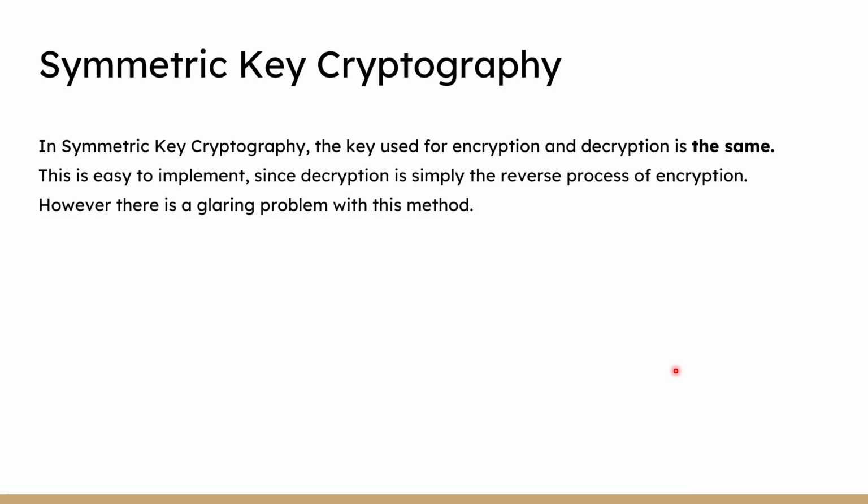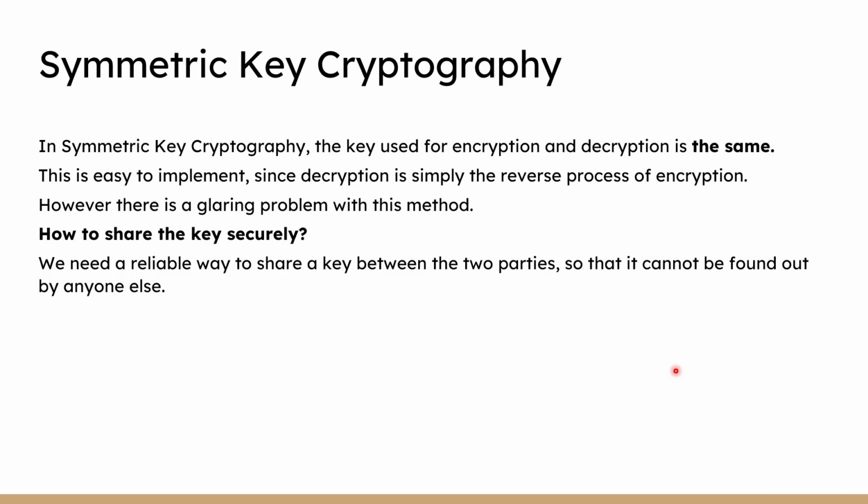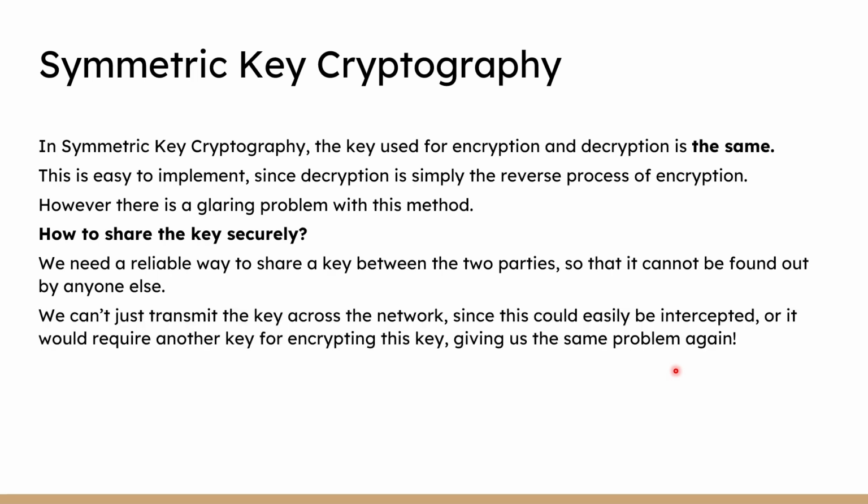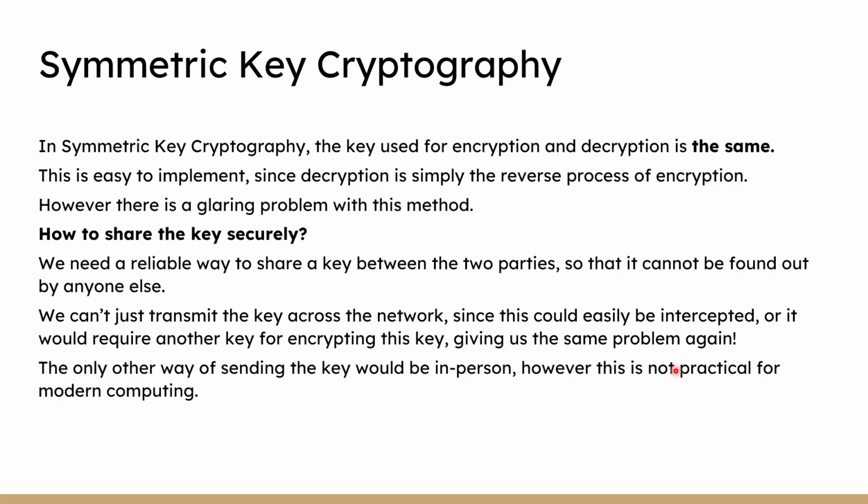But there's a pretty glaring problem with symmetric encryption, which is how do you actually share the key with the person that you want to send your data to? You need a reliable way to share the key so that it can't be found out by anyone else. But you can't just send them the key because it could be intercepted, or you'd need to encrypt it again. But that would need another key, and then you've got another key that you need to send. So you can't just send it. Or you could meet up in person and exchange it secretly, but that's not really practical for modern computing, is it?